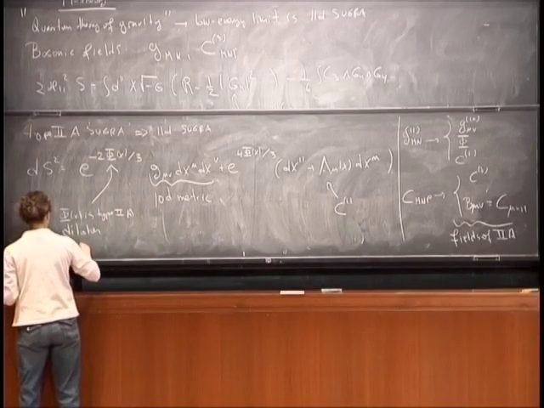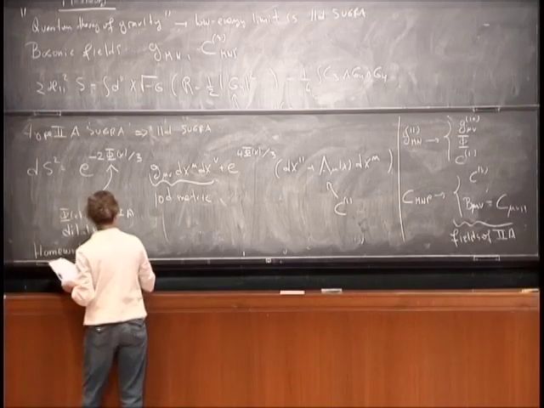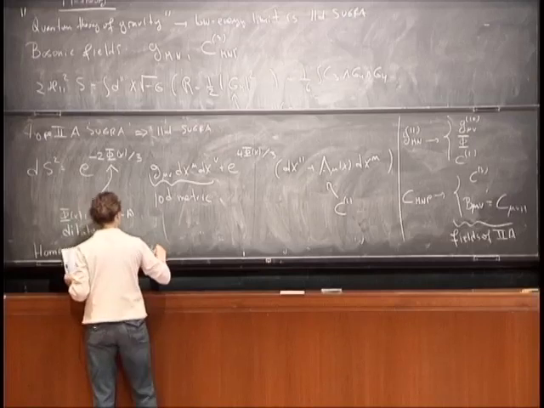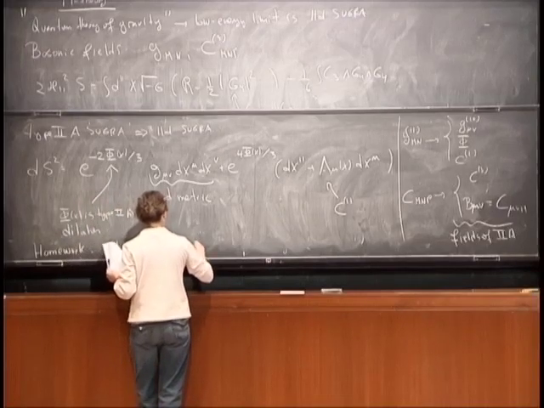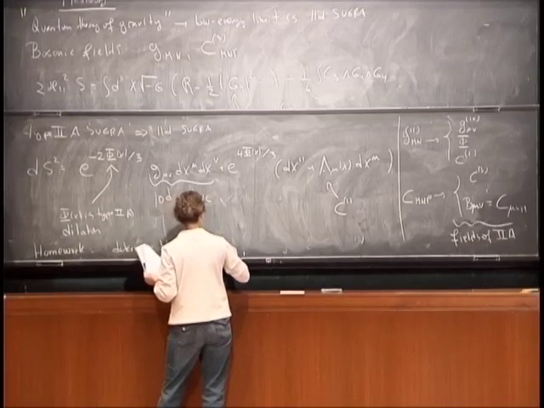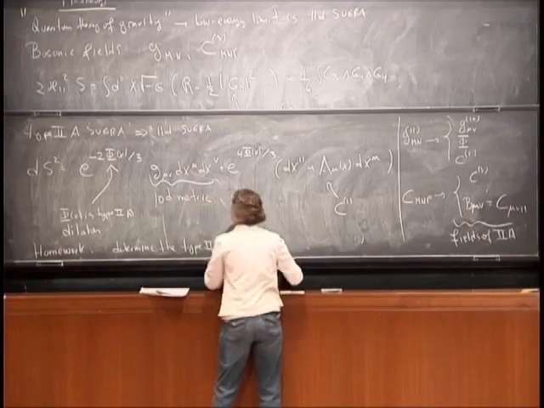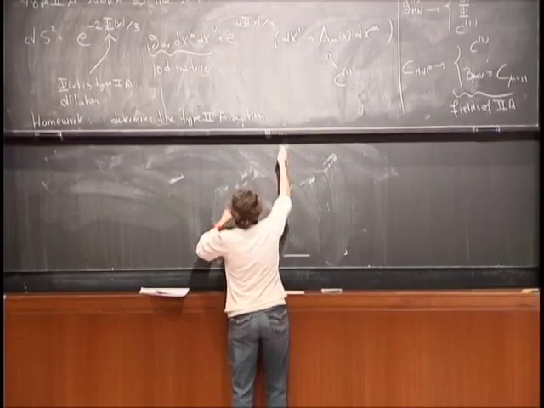Homework would be to determine the type 2A action, starting with 11-dimensional supergravity.